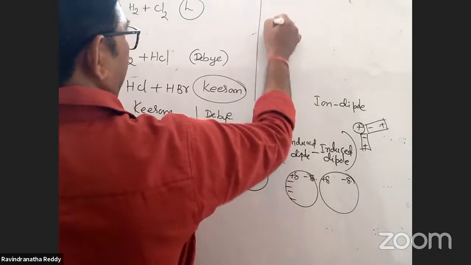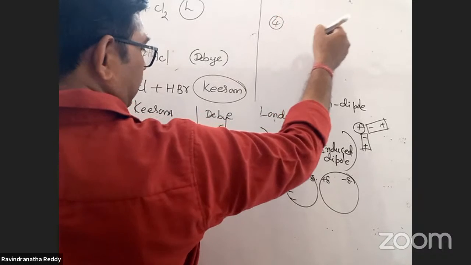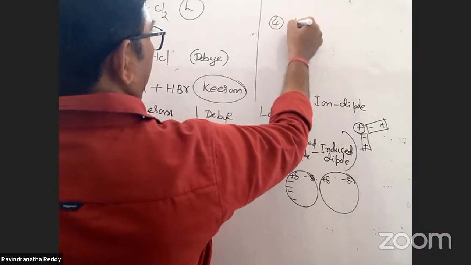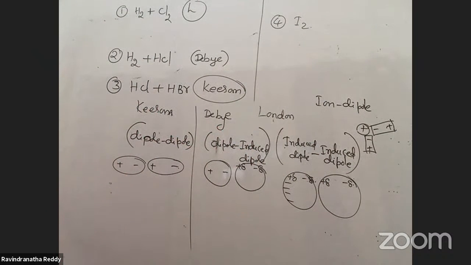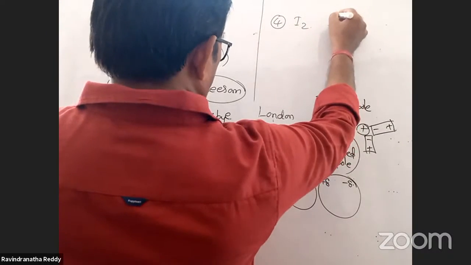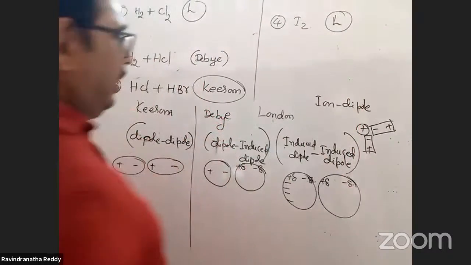Suppose you are taking the next sheet, regarding the iodine molecule. Between iodine molecules, what kind of interactions? Iodine, naphthalene, solid ice, solid CO2: London, very good. This is the London type of interaction.